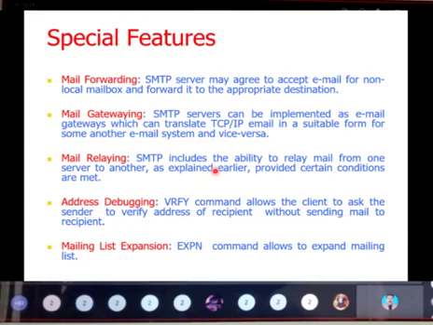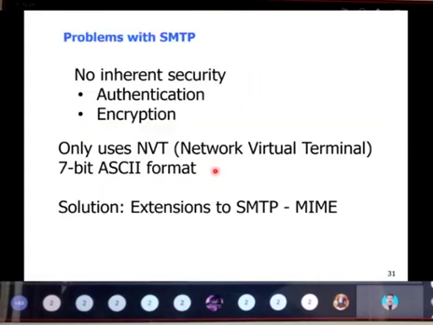Next, mail relay, address debugging, and mailing list expansion. So these are some special features of SMTP: mail forwarding, mail gatewaying, mail relaying, address debugging, and mailing list expansion.